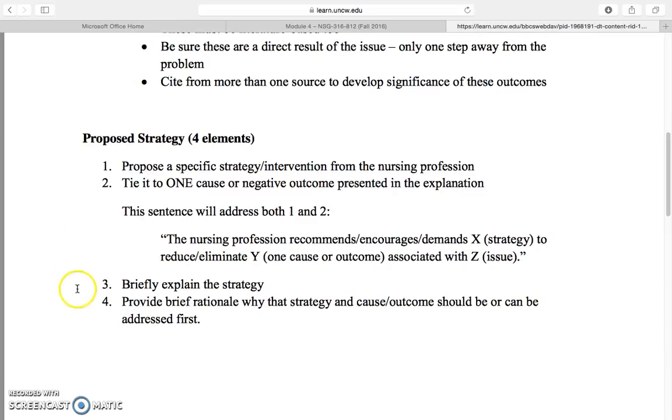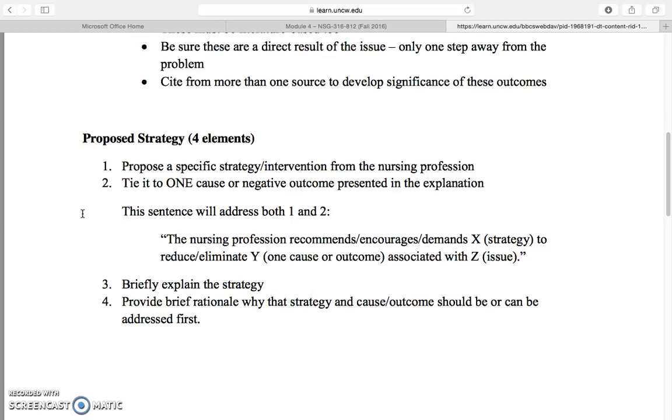Additionally, with the proposed strategy section, I found that most of you did struggle here, which is very common. That's why I like to take a lot of time to go over this section. Your proposed strategy is going to be evidence-based. So when I say that, what I mean is you want to find literature to support the strategy that you are suggesting.